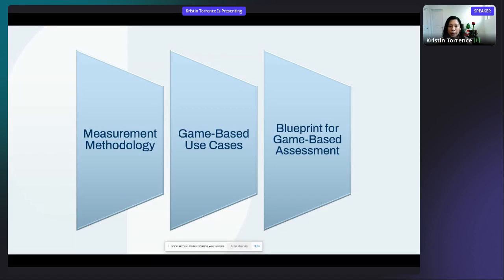First, we will cover the measurement methodology that this entire assessment framework is based on. Then we'll discuss some game-based use cases that implement this framework and get an inside view on the xAPI behind that. And then we'll end on how you can use this framework to design your own game-based assessments.